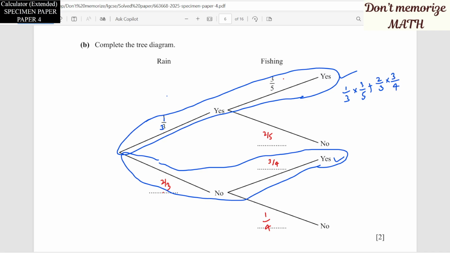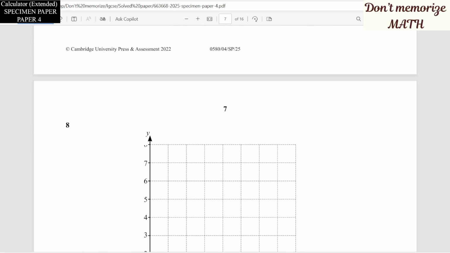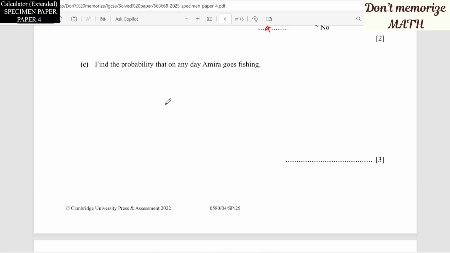So the answer is 7 over 10. Write the answer in the space provided, and also make sure you are writing the proper steps in the space provided. 3 over 5 plus 2 over 3 times 3 over 4.